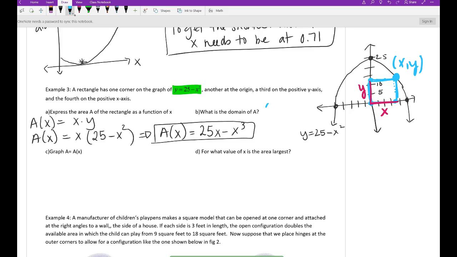So the domain is 0 to 5, not including the endpoints. Just to make sure, you got 5 because that's where the parabola goes. Correct, because the rectangle has to be under this parabola. I can't go beyond that, then it's outside. Good question.